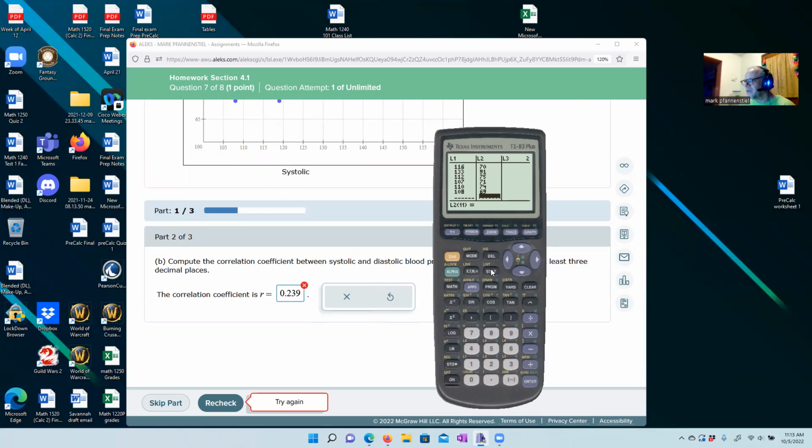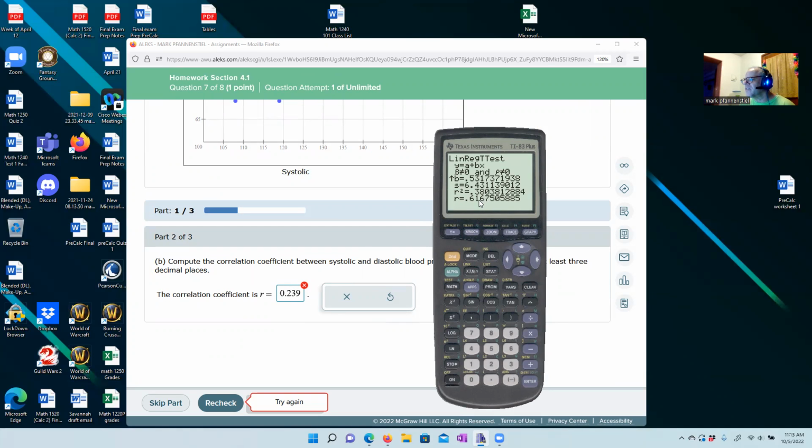Okay, so we're going to go to stat, tests again, LinRegTTest. All the way down here, E, LinRegTTest, enter that. Again, we don't really need all of this other stuff right now. We're just going to hit calculate, enter, and then we're going to go down to where it says R. Hey, look at that! It changed. It changed by a lot.